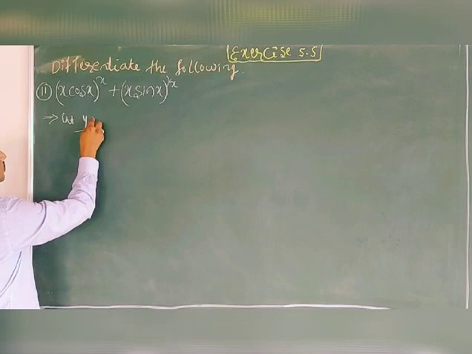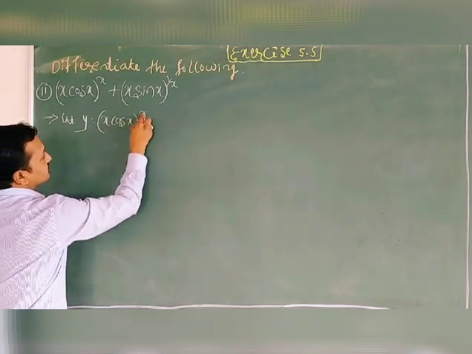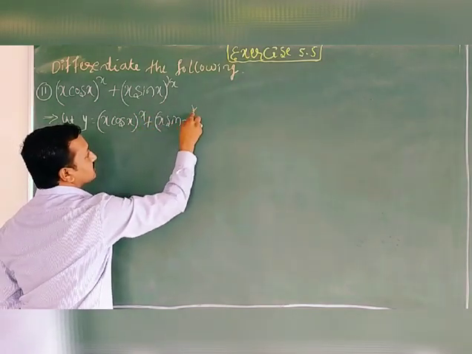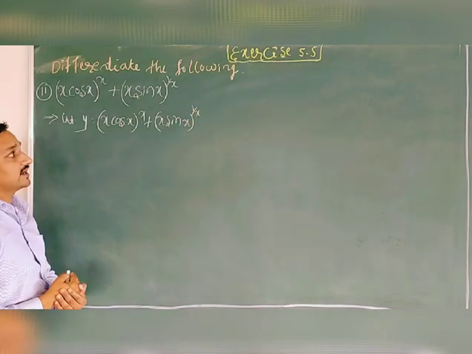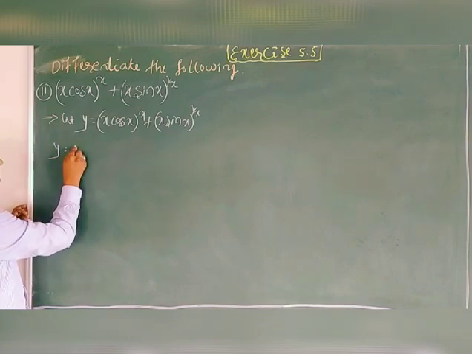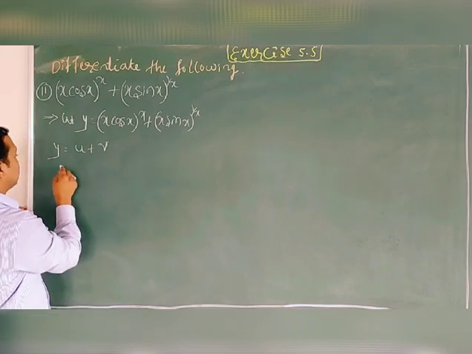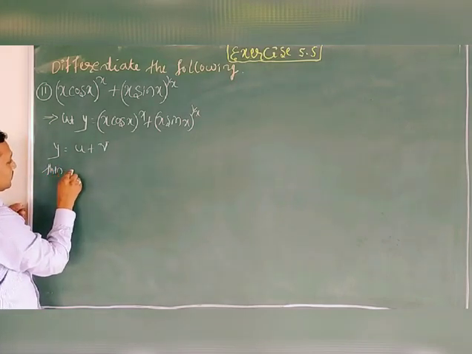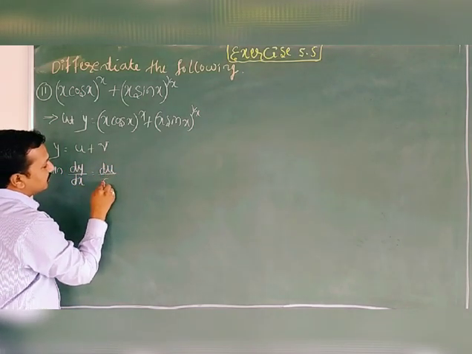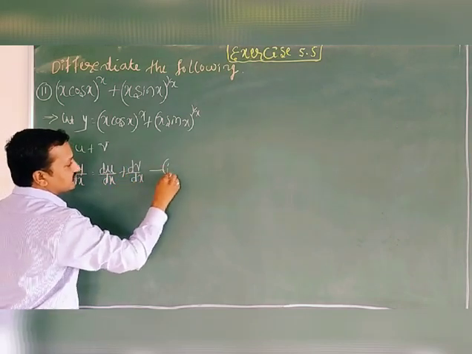Let y equal to this function, that is x cos x raised to x plus x into sin x raised to 1 by x. This function can be considered as u plus v. So y is equal to u plus v. Then we find dy by dx, which is equal to du by dx plus dv by dx. Say this is equation number 1.